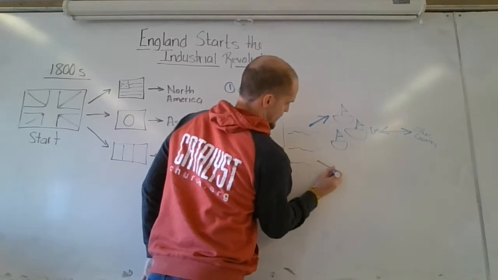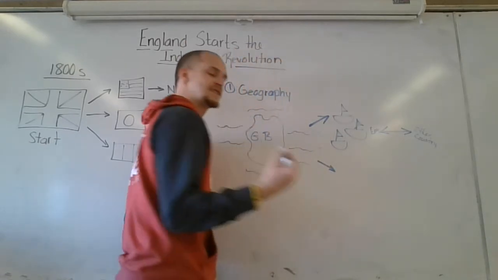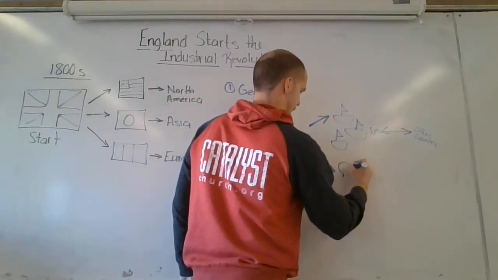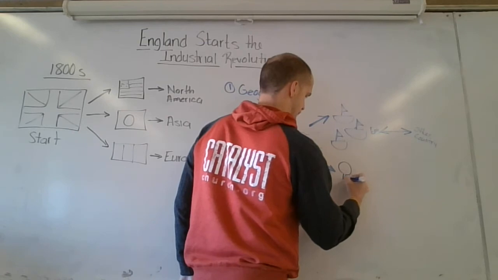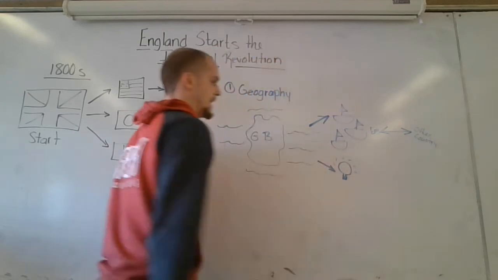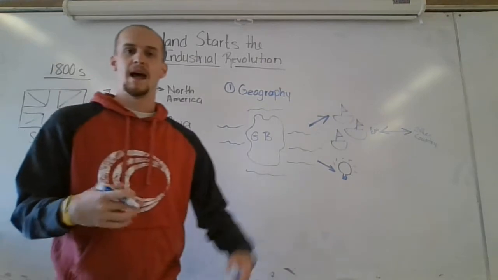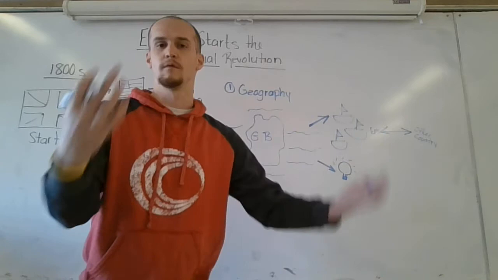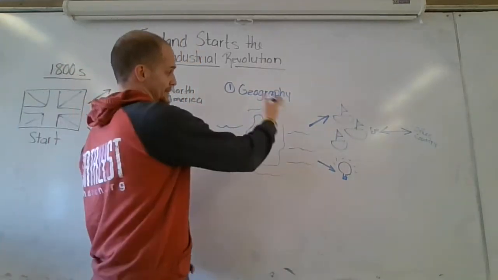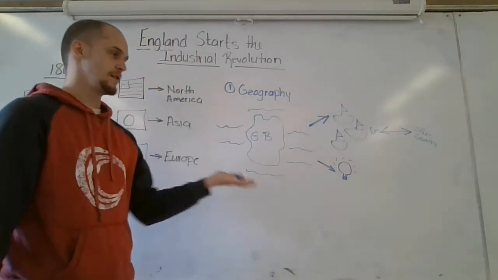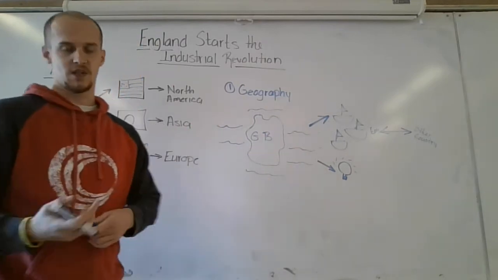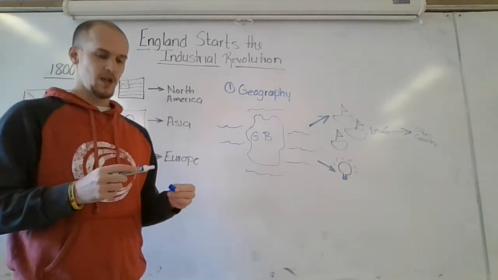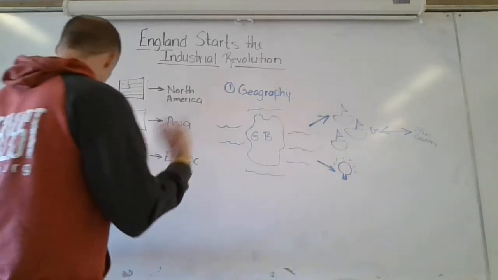Additionally, because England is an island, they're constantly looking for new forms of energy. And those new forms of energy come as the Industrial Revolution progresses. And that's because Great Britain needs those forms of energy because they're an island. They don't have as great of access to other resources that they may need. And so that's reason number one.